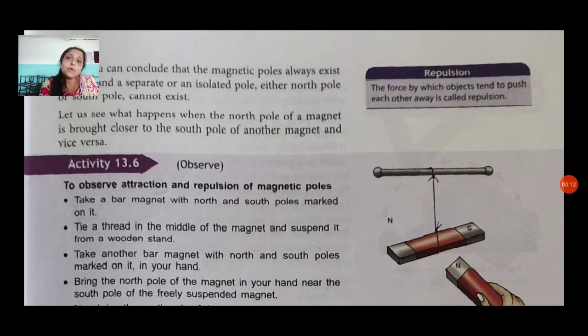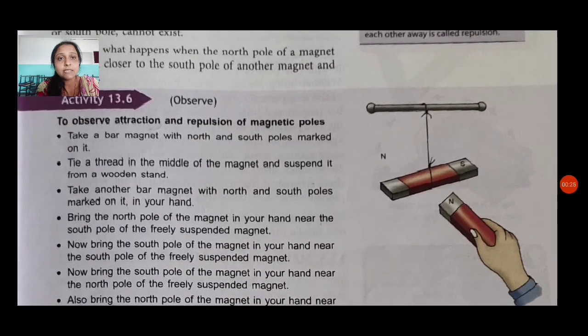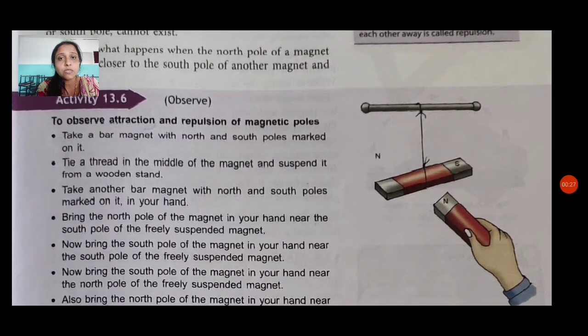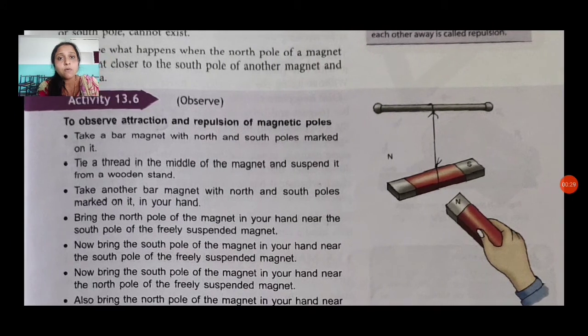Let us see what happens when the north pole of a magnet is brought closer to the south pole of another magnet and vice versa. So now we discuss activity 13.6, which is available here. You can also see it in our display, to observe attraction and repulsion of magnetic poles. You can read step by step. Take a bar magnet with north and south pole marked on it, tie a thread in the middle of the magnet and suspend it from a wooden stand.